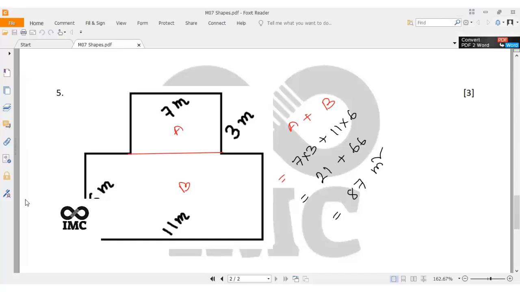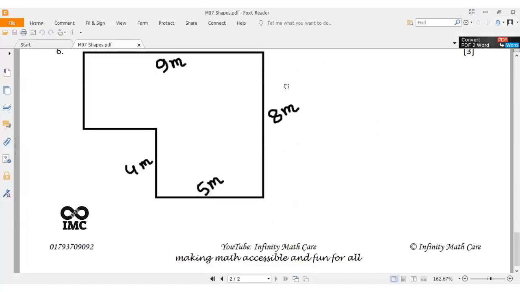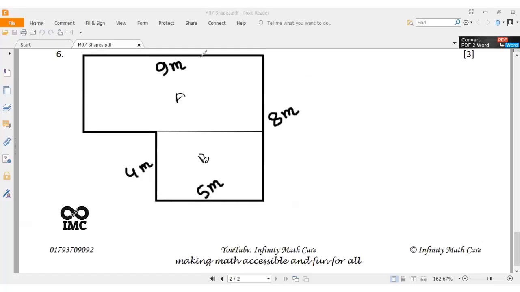Now question number 6. Look, this one is very simple. So after dividing this shape into two parts, we can say this one is shape A, this one is shape B. So we need to find out area of A plus area of B. So area of A, here look, if this one is 4, then it must be 4 meter. 4 plus 4, that will be 8 meter. Total is 9 and we can see this one is 5. So it must be 4. 5 plus 4, 9. So here, the length and breadth are 9 meter by 4 meters.